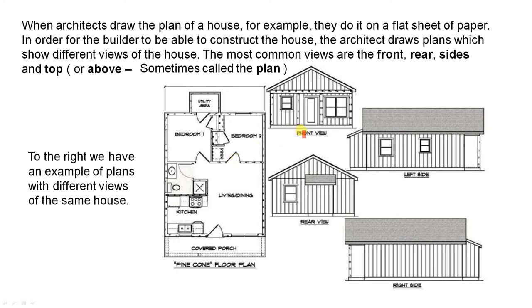Okay, so here we have the front view of the house. This is the rear view. Here we have the left side, and here we have the right side. So basically it's the four sides of the house and also the top or the plan view. So when the architect sees that, he's quite confident that the builder is able to construct the house because he has all those views present.